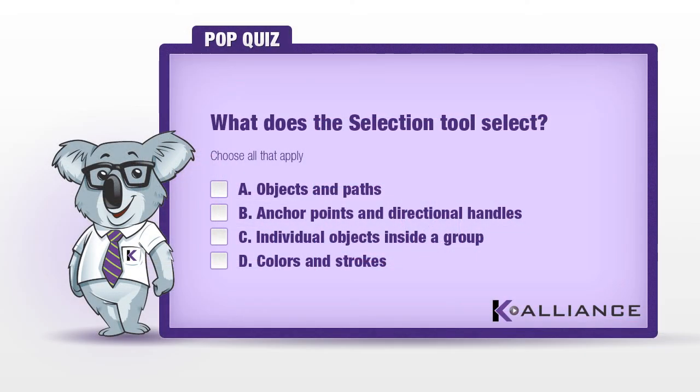All right, well now it's time for a pop quiz. What does the selection tool select? A, objects and paths. B, anchor points and directional handles. C, individual objects inside a group. D, colors and strokes.